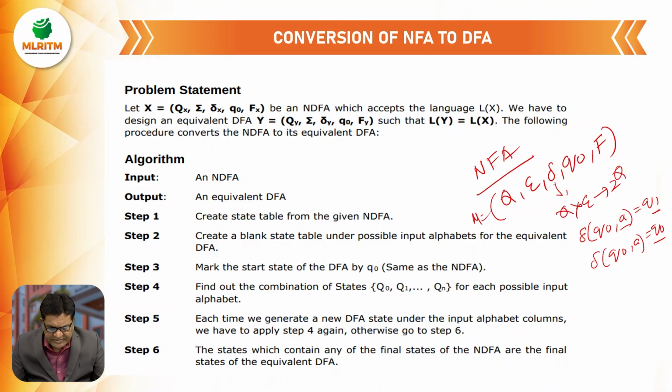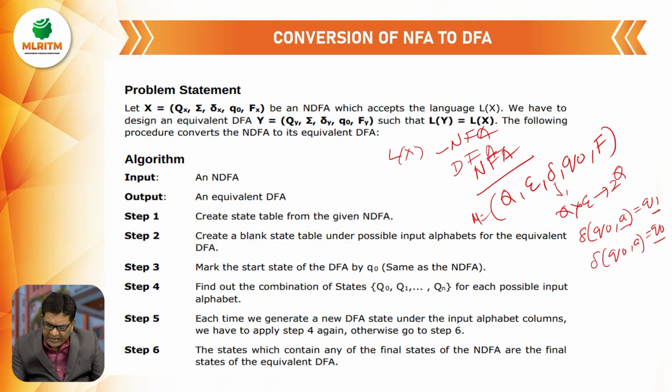Now the problem statement. Let X equal to Qx, sigma, delta x, q naught, Fx be an NFA, non-deterministic finite automata, which accepts the language L of X. That is the NFA. We have to design an equivalent DFA.